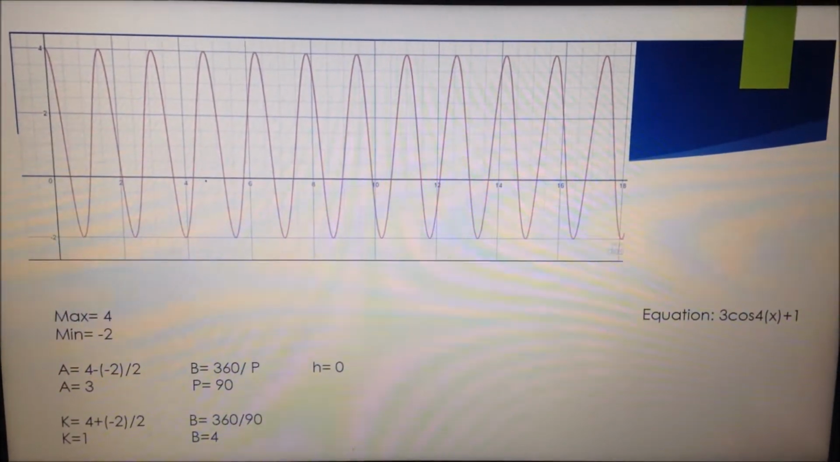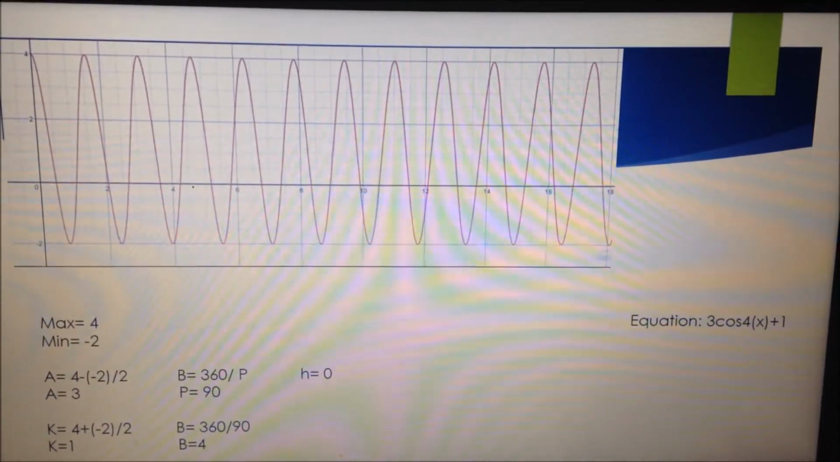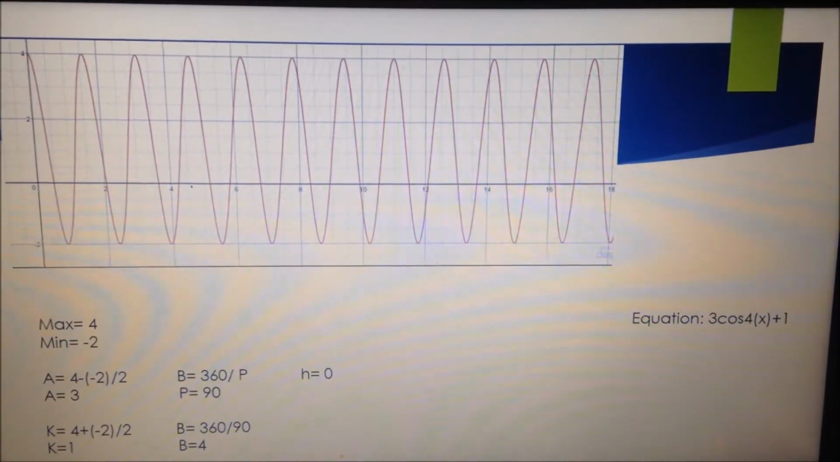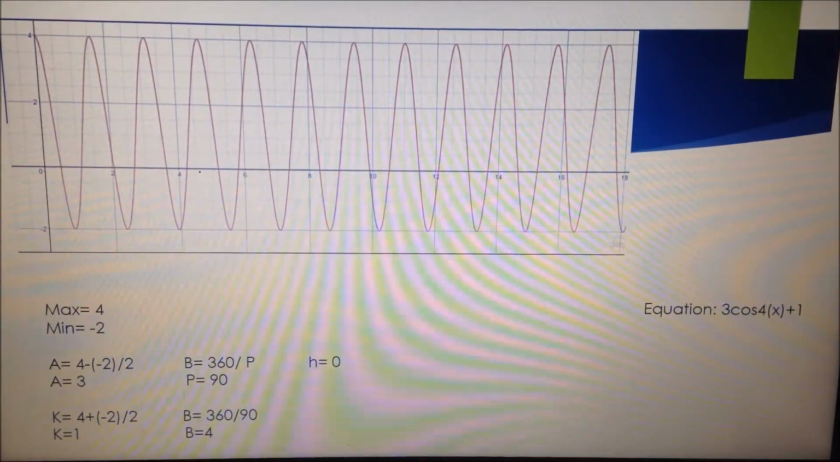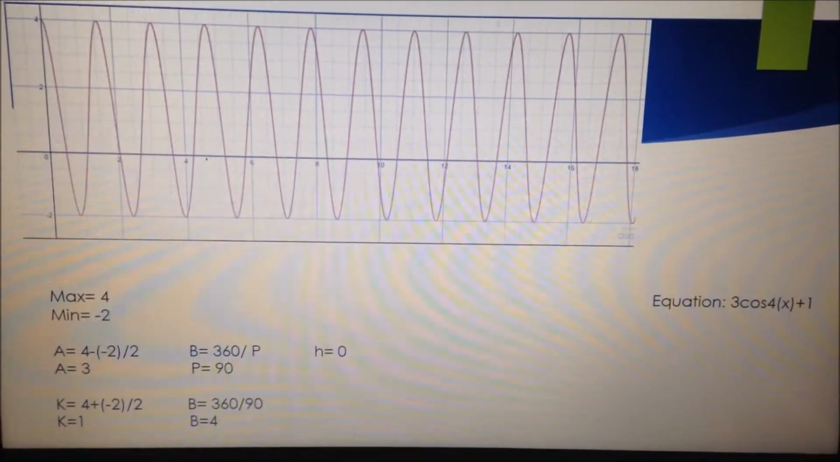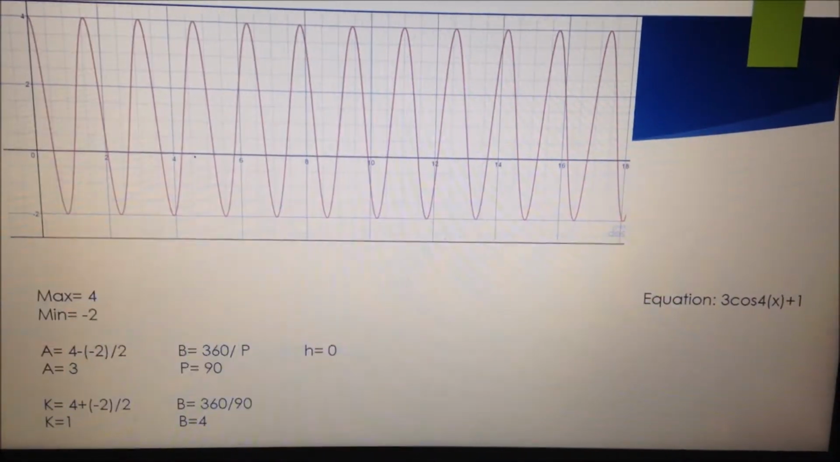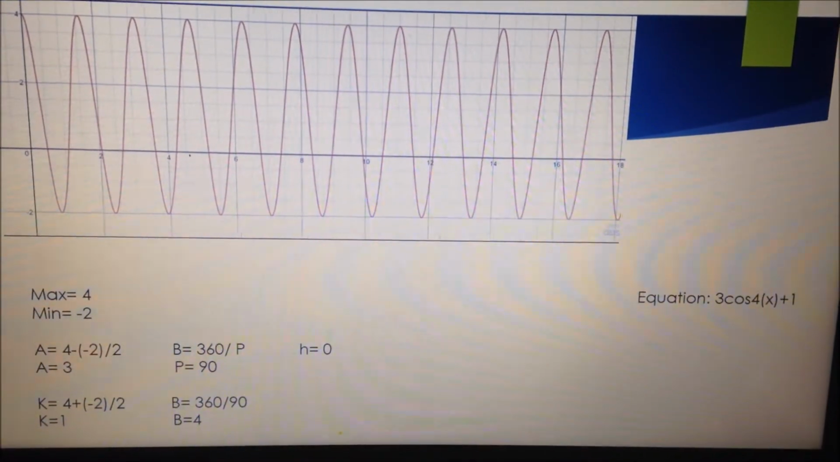So let's actually solve this. We know that our maximum is 4 and our minimum is negative 2. If we input that into our amplitude formula, which is max minus min divided by 2, we get 3. We know that the k value is max plus min divided by 2. So if we input that into our formula, 4 plus negative 2 divided by 2, we get the value of 1.